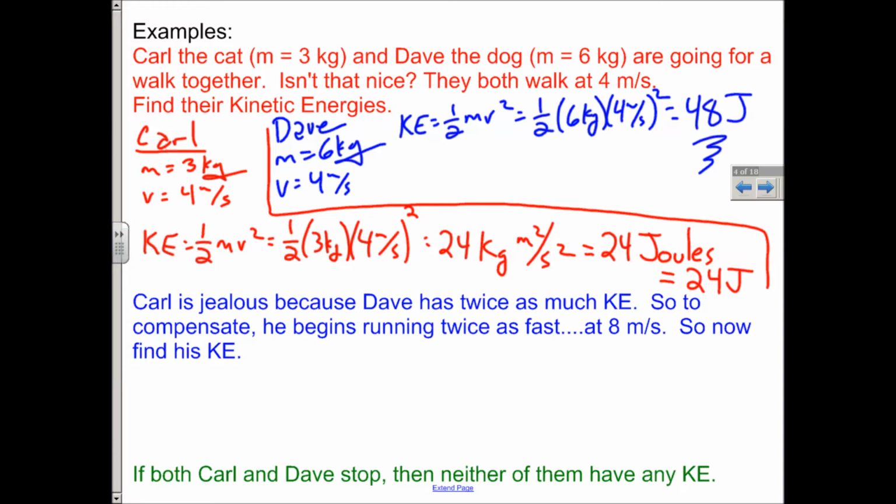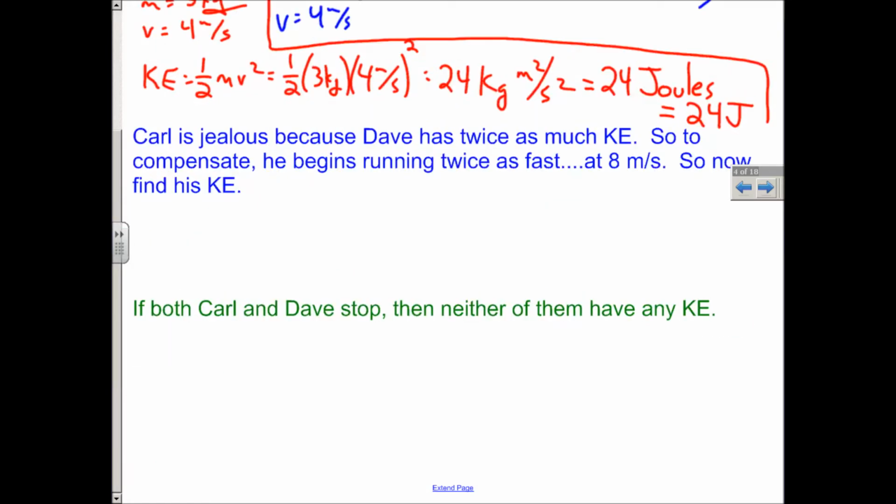Okay. So what we've just learned here is that the mass is proportional to the kinetic energy. I should say that the other way around. If you double the mass, you double the kinetic energy. Half the mass, half the kinetic energy, etc. All right. So in this example, Carl the cat had less kinetic energy because he had less mass. So let's move down to the next example.